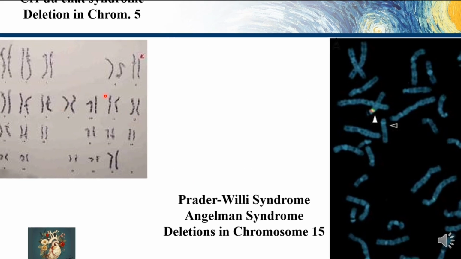So these are the different chromosomal patterns in Cri-du-chat syndrome and in Angelman syndrome. And in this you can appreciate chromosome number 5, where the short arm is deleted, and these are the areas where chromosome number 15 is affected, leading to either Prader-Willi syndrome or Angelman syndrome.